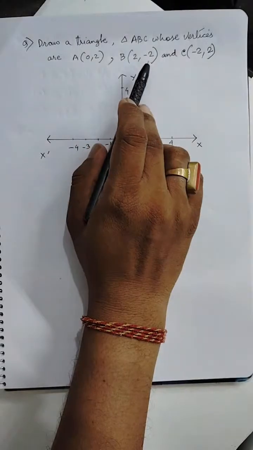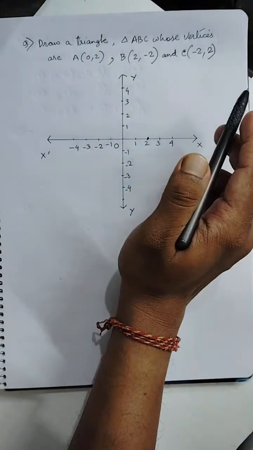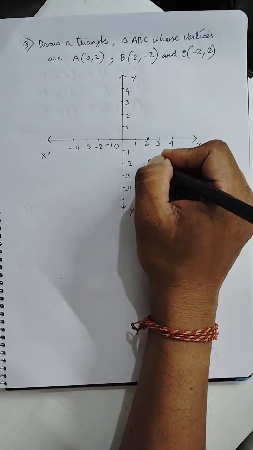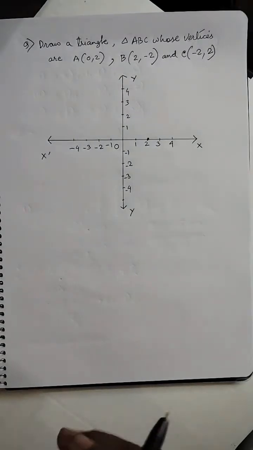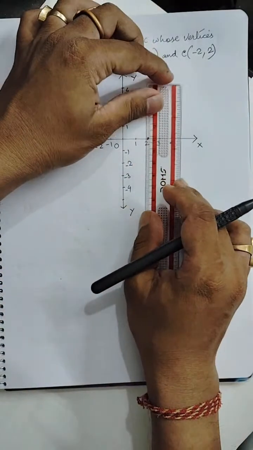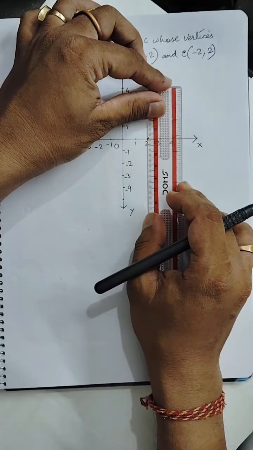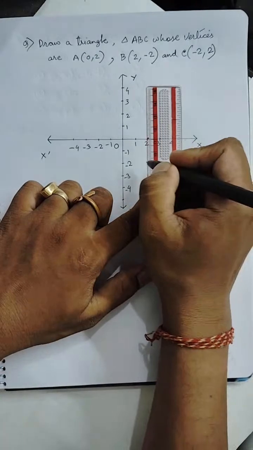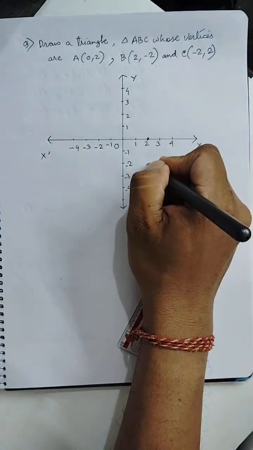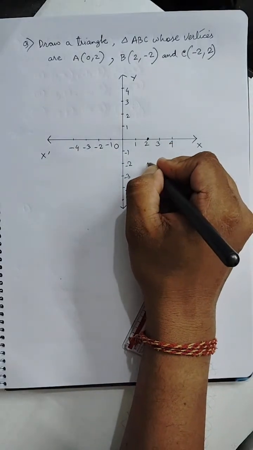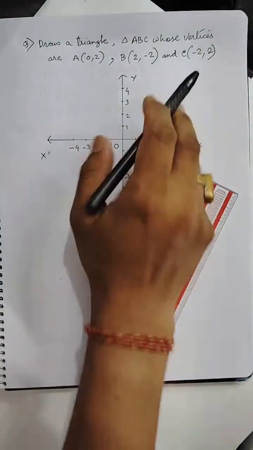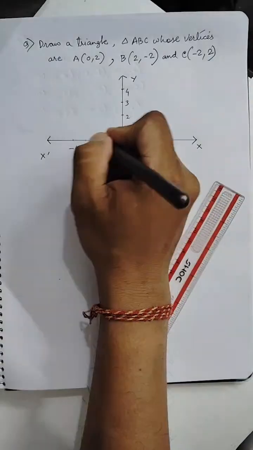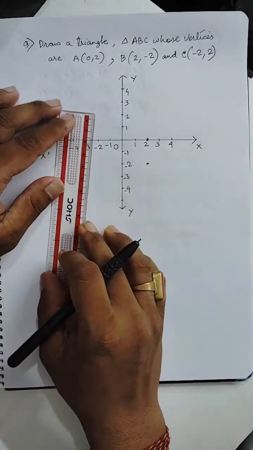Then we have point B, where x coordinate is 2 and y coordinate is -2. So x is 2 and y is -2. मतलब कि this is on the fourth quadrant. Okay. So इसका measurement ले लेते हैं एक बार. Okay. And C is -2. So x is -2 and y is 2. So this will lie on the second quadrant.